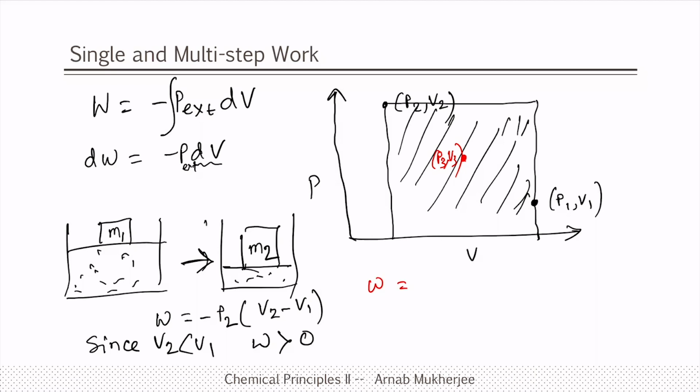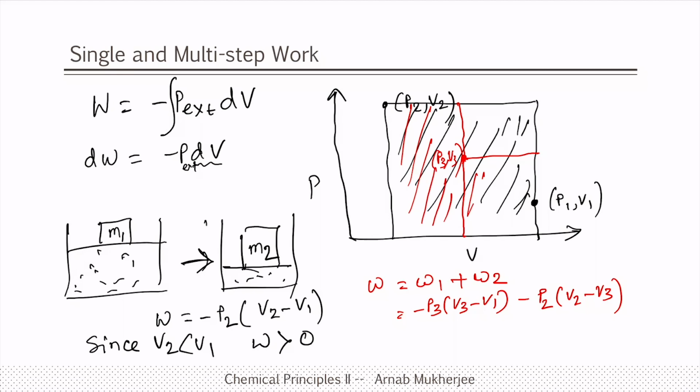Now, in that case, how much is the total work done? Our W has two steps, W 1 and W 2. For W 1, we go from P 1 V 1 to P 3 V 3. What will be the work done? Minus P 3 times V 3 minus V 1, plus minus P 2 times V 2 minus V 3. Acceptable? Now, let us draw that graphically and see what we get. We get this region and this region, and the red part of that. Let us call the first one W A, and let us call the other W B.